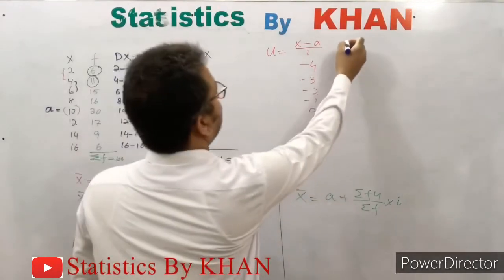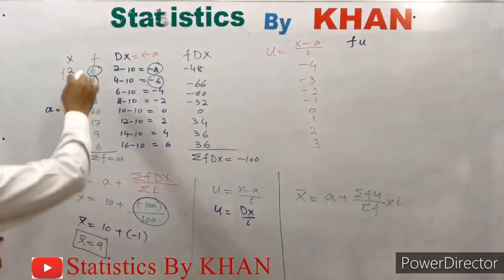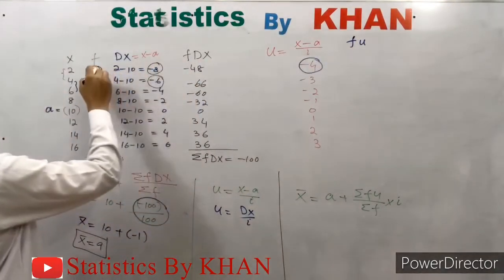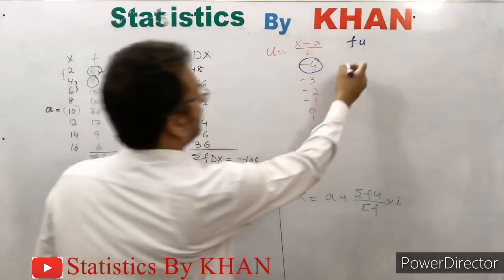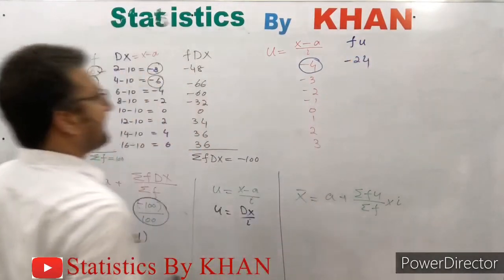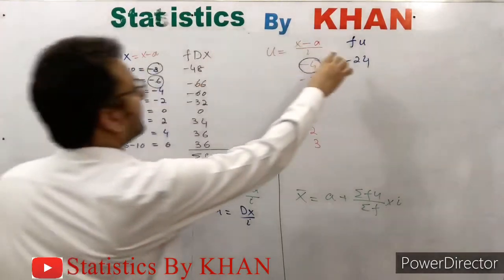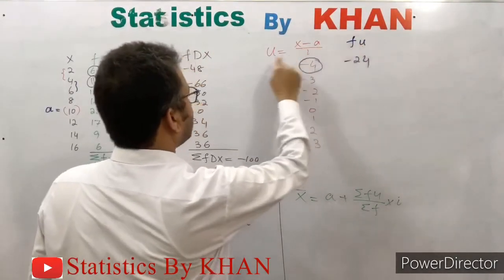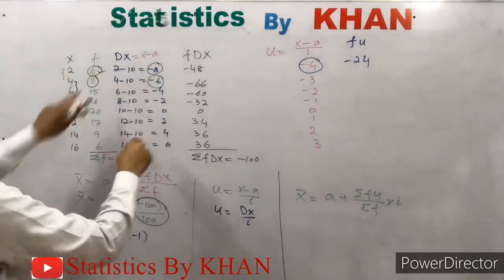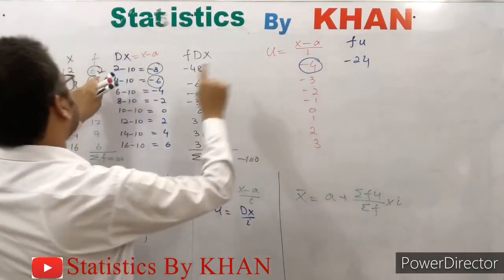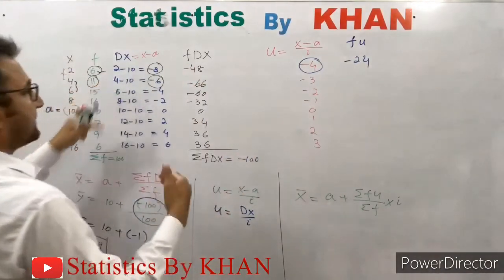So let's compute fu. This is f and this is u. Now this minus 4 will be multiplied by 6. So it will give us minus 24. Do remember, sometimes students get confused because they are multiplying irrelevant columns. So look, this is f and this is u. So this is the u column and this is the f column. So just multiply the corresponding values of these two columns. First value with the first one, second value with the second one, and so on.